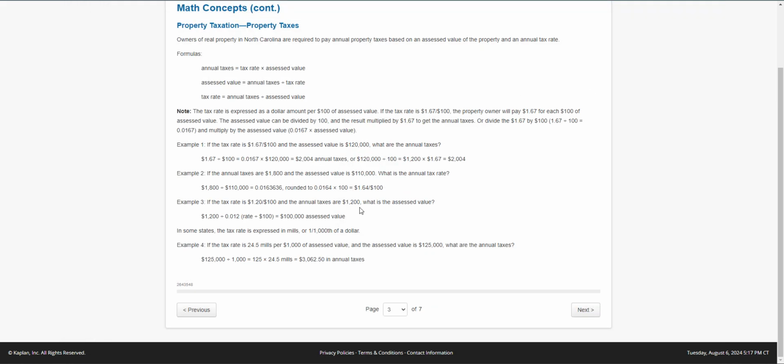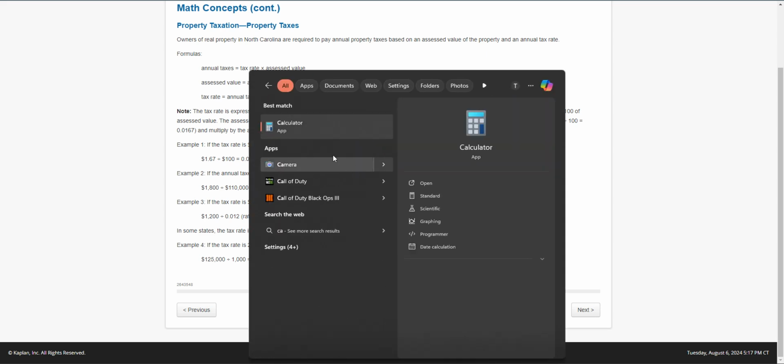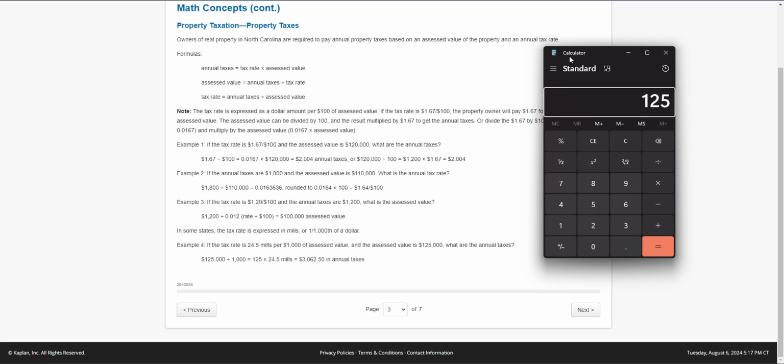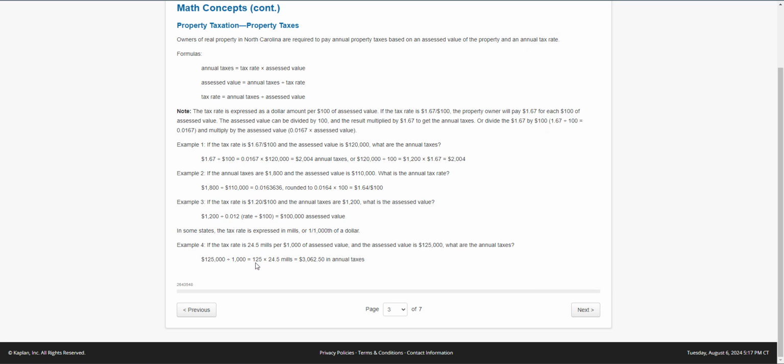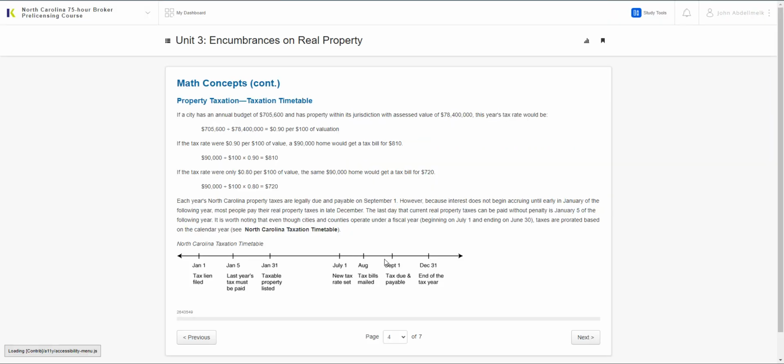Now, you could test it here if we go into the calculator and do 125,000 times 0.0245, you'll get your annual tax. I don't know why they did that, but anyways, I think I'm right.